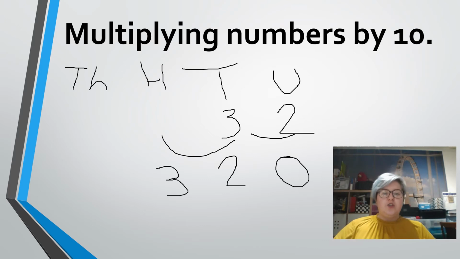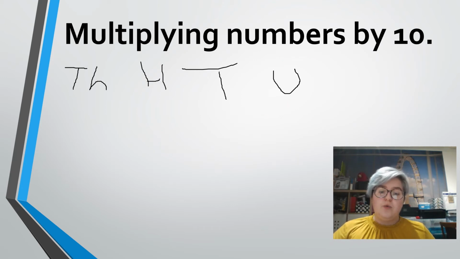So 32 times 10 is 320, okay, because we've moved everything up, and when we've got that space in there, we must put a 0 in the units column. Okay, now I'm going to show you something else we were getting confused with.